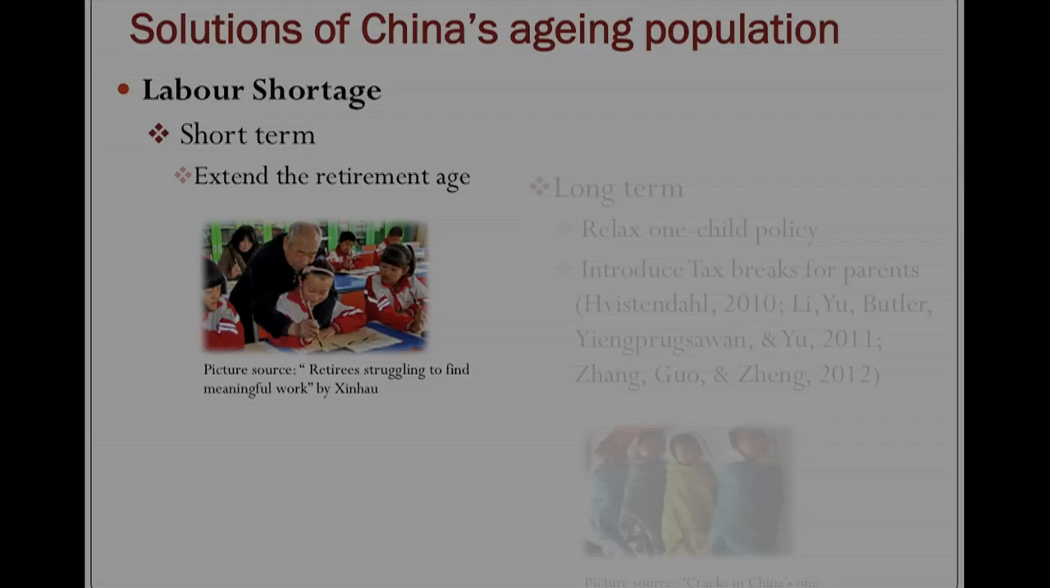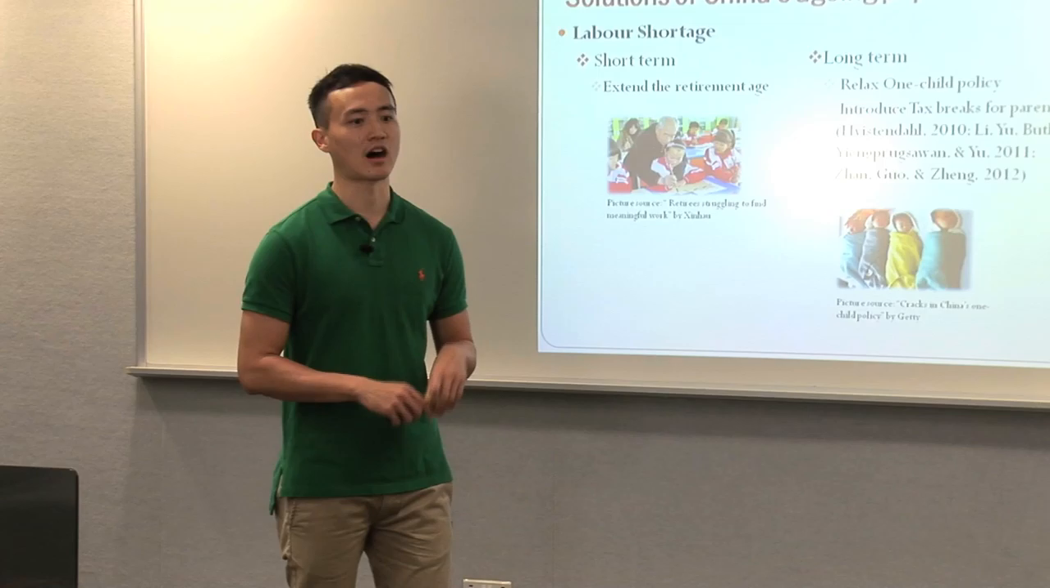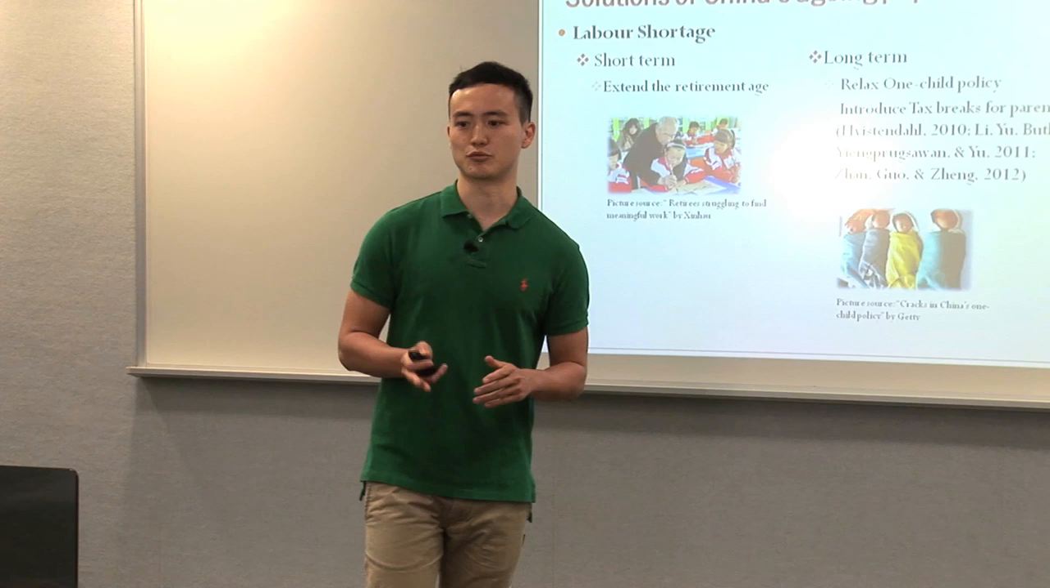In the long term, the government should propose policies that encourage fertility. As reported by an article in the journal Science, many academics think that the government should relax the one-child policy and allow couples to have more than one child.